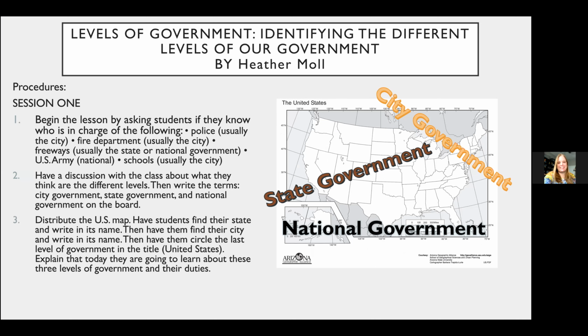So next one I've actually written. It's looking at the levels of government and identifying those different levels. When I mean levels of government, I'm looking at the city, state, and national governments. So you begin your lesson by asking them how they know who's in charge. Okay, how do we know the police department? Is it a city police department? Is it a state? In Arizona, we have Phoenix and Glendale.